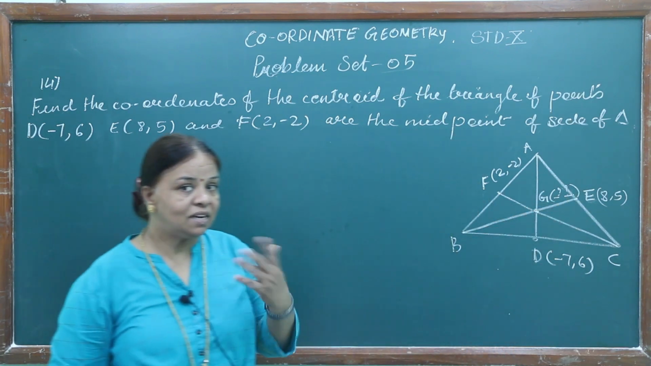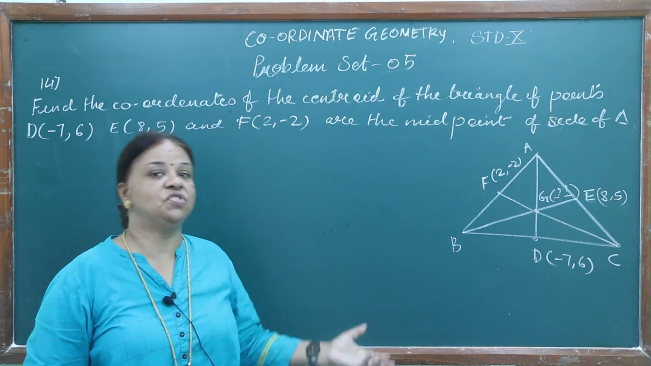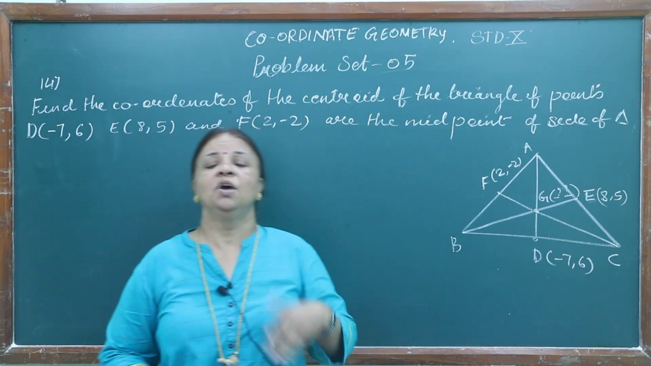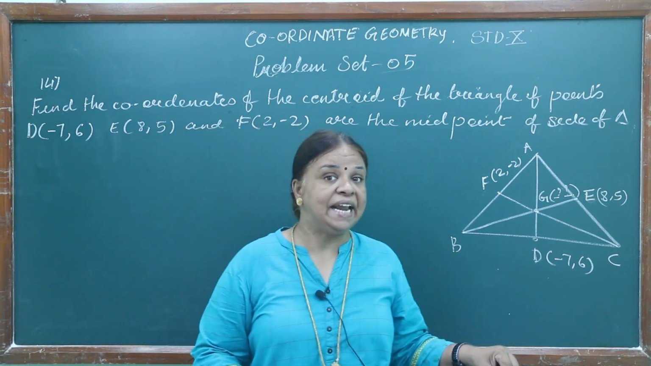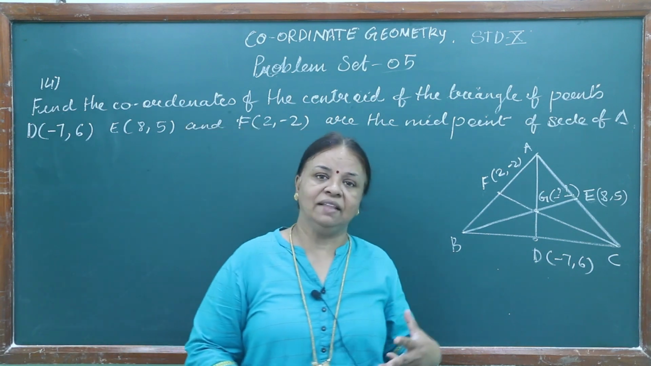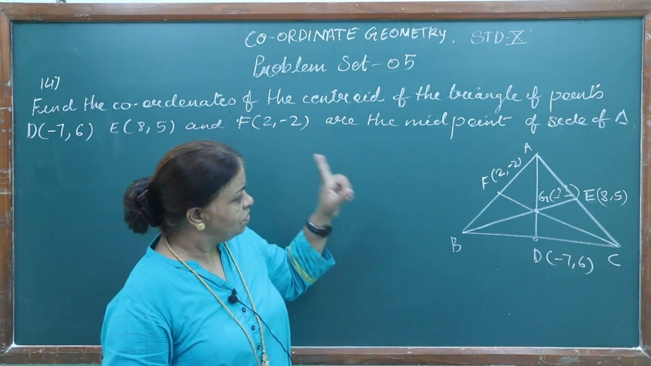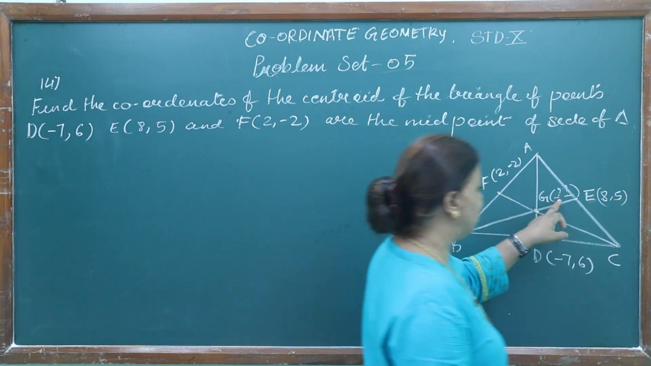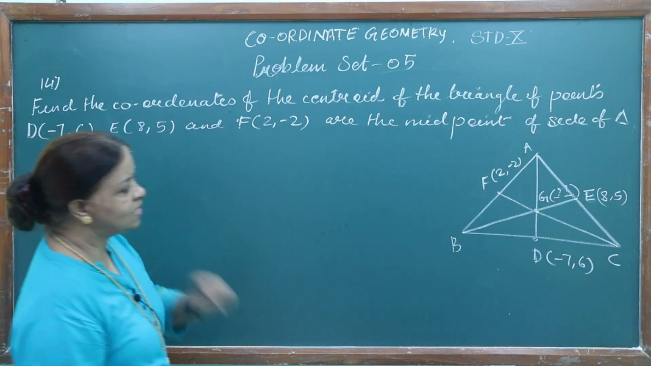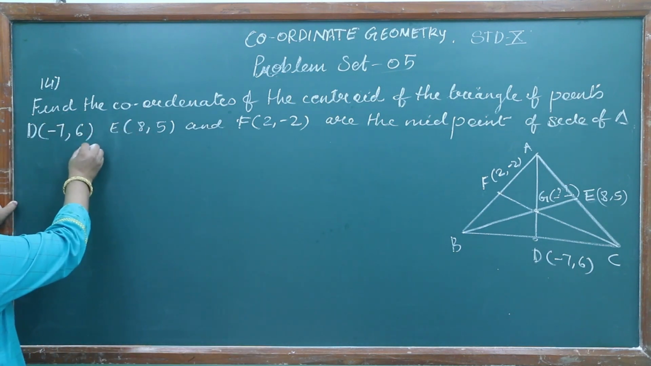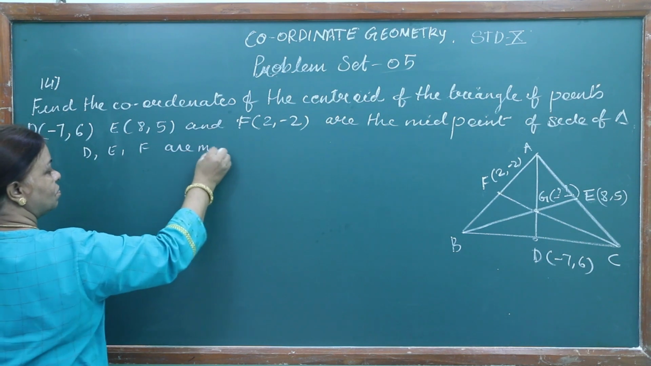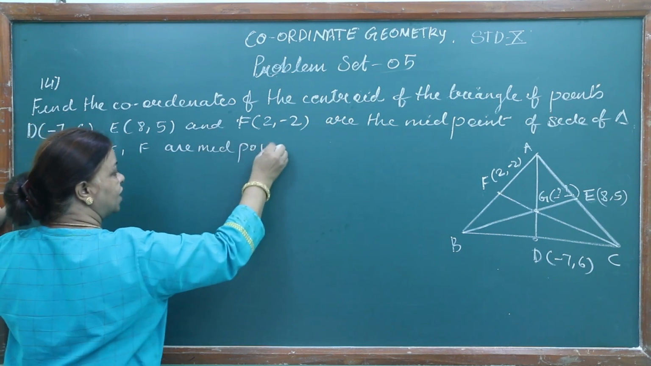Okay, now it is a little bit different than the previous sums which we have done. Till now we have used only the midpoint formula to find the coordinate, then we have used the distance formula to find the coordinate and the length. Now here we are given the midpoints and we need to find out the centroid of the triangle. So as it is given, points D, E, F are midpoints of the triangle.